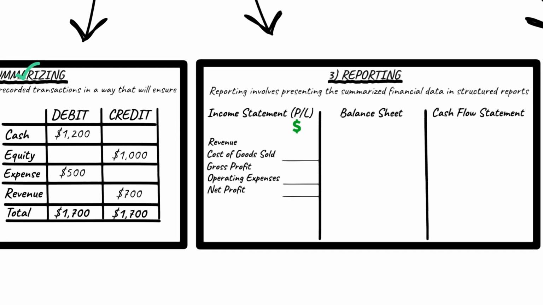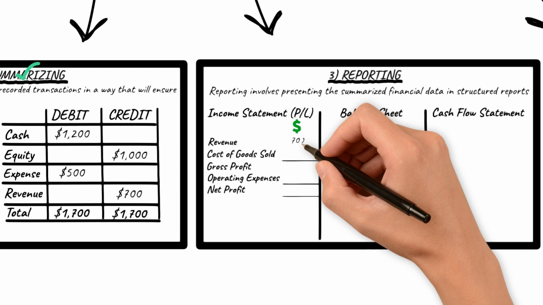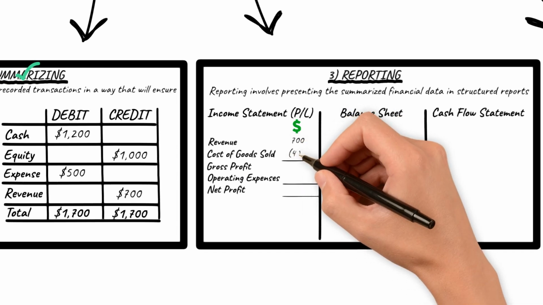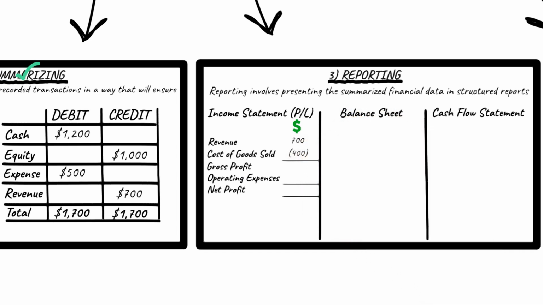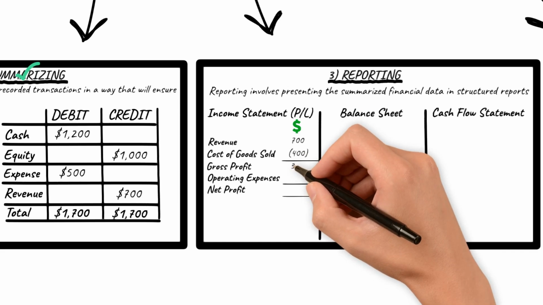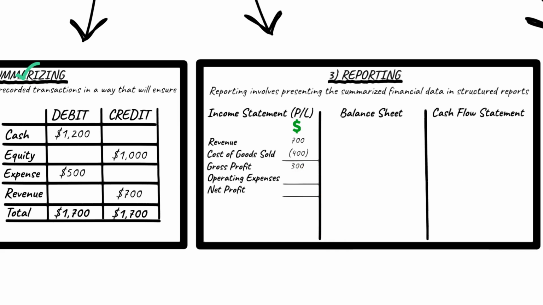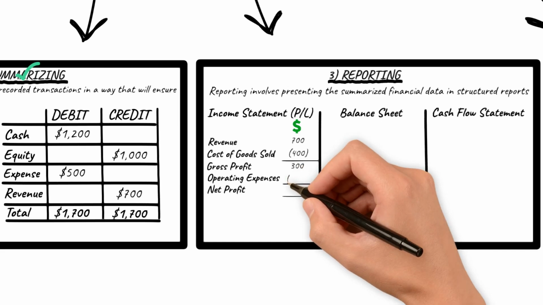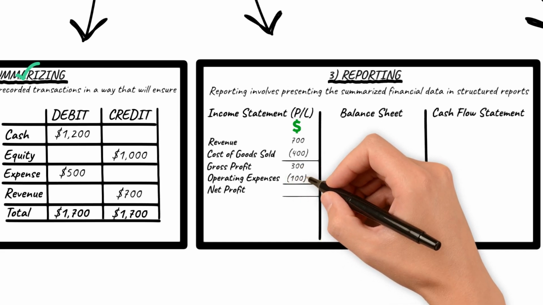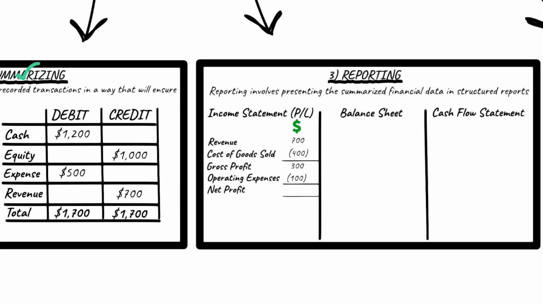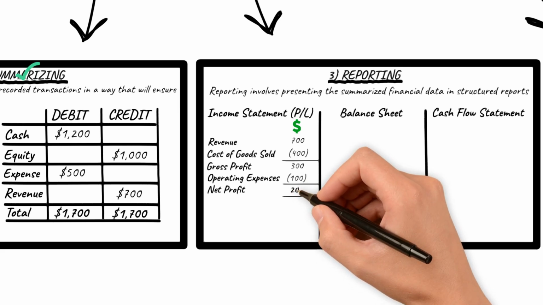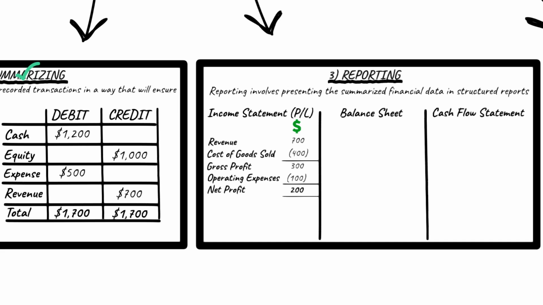So the revenue was $700. Cost of goods sold, we will assume, is $400 out of the total of $500. Then we arrive at a gross profit of $300. The operating expenses is the remaining $100 out of the total of $500. And the net profit, we arrive at $200. The income statement nicely summarizes SMR's financial performance for the first month of their trading.